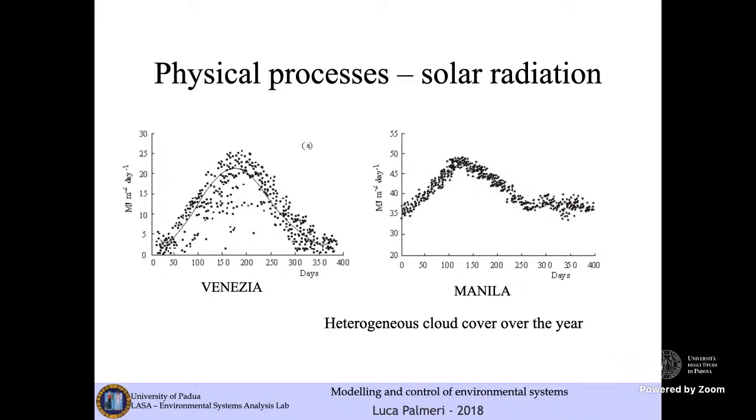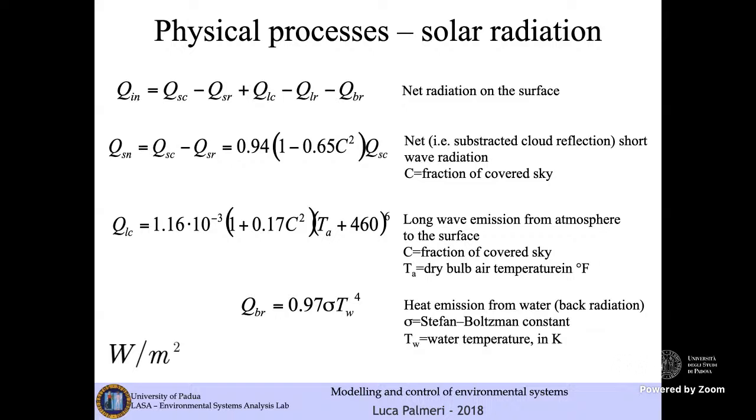Of course, we may be more precise in terms of the description of the heterogeneous cloud cover over the year, and we do this by simply constructing a balance, an energy balance in terms of solar radiation. For example, if we call the net solar radiation arriving on the surface of a planet Q_in, it is equal to a quantity in the short wavelength minus a quantity that is reflected in the short wavelength.